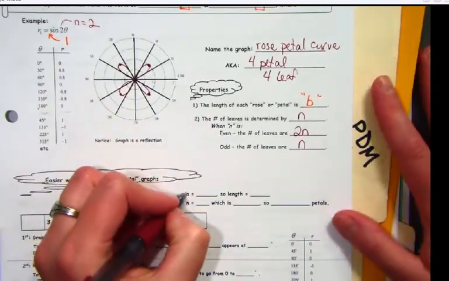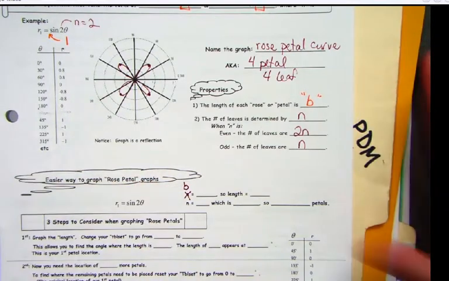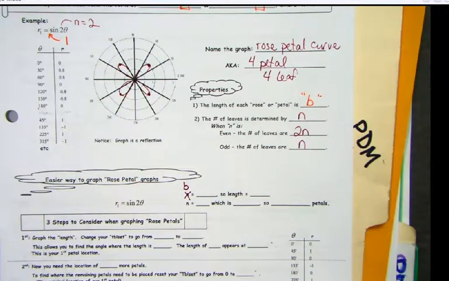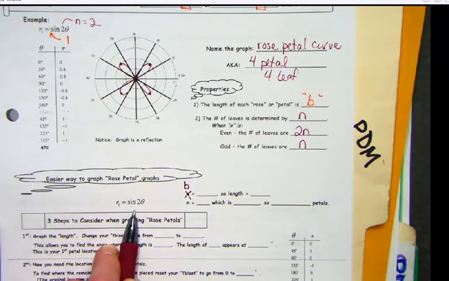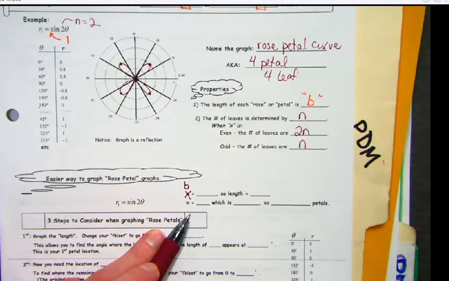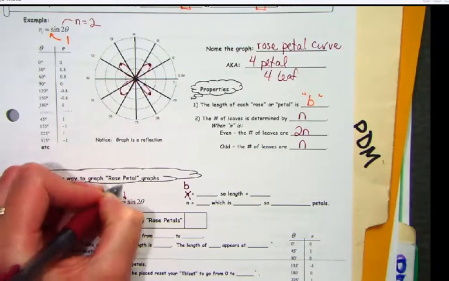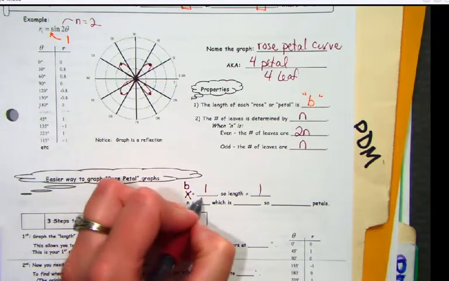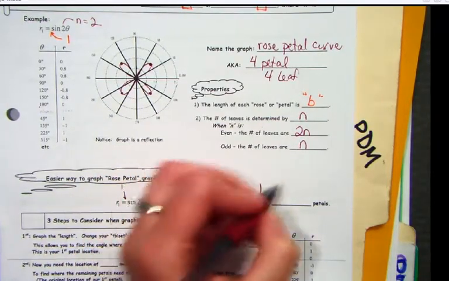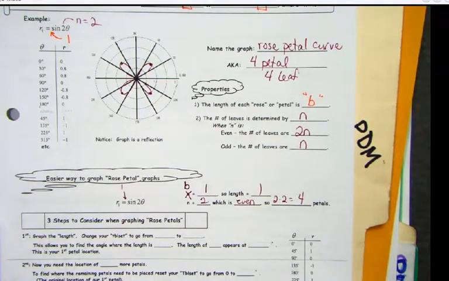Now this is an important one. Right here, cross off that A and make that a B. Sorry about that little typo. That could cause some serious problems. The easy way to graph these is to use our values of B and n to tell us what its longest length is. So B is here, B is 1. So the length of our longest petals is 1. n equals 2, which is even. So we're going to have 2 times 2, which is 4. That tells us we have 4 petals.